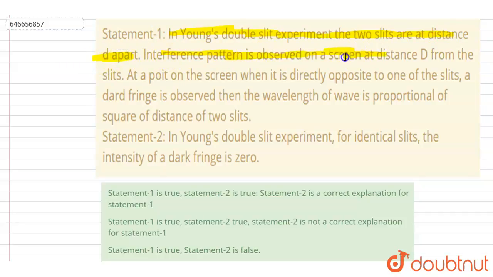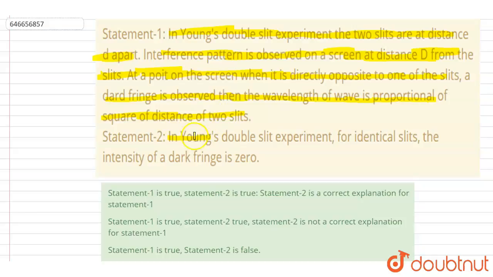Hello everyone, in Young's double slit experiment, two slits are at a distance d apart. The interference pattern is observed on a screen at a distance D from the slits. At a point on the screen directly opposite to one of the slits, the dark fringe is observed when the wavelength of the wave is proportional to the square of the distance of the two slits.